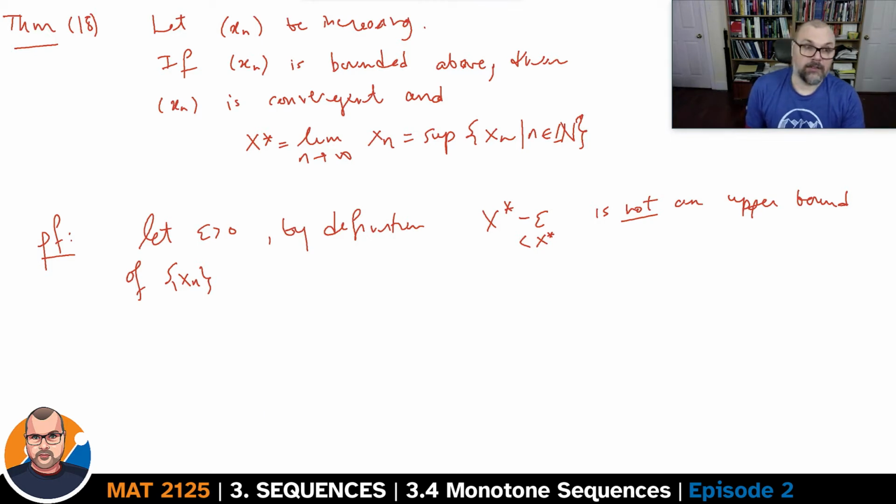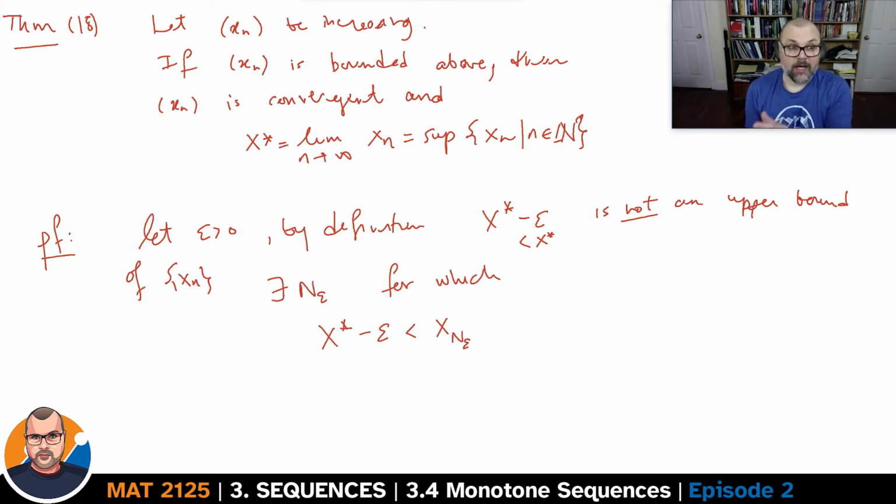So if it's not an upper bound, there exists some integer, which we'll call n epsilon, to indicate that this integer depends on the value of epsilon that you selected, for which a value of the sequence resides between x star minus epsilon and x star. Right? If you cannot find a value of the sequence in between these two values, it means that x star minus epsilon is an upper bound of the sequence. But we know that's impossible because the supremum is x star, not x star minus epsilon. So there's got to be at least one in between.